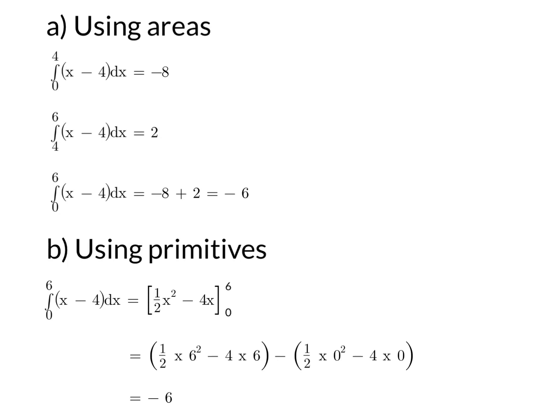So now let's use primitives. Remember, raise your power, divide by your new power. So the integral from 0 to 6 of x minus 4. We get a half x squared minus 4x from 0 to 6. Remember, we sub the 6 in first minus subbing in the 0. So a half times 6 squared minus 4 times 6 minus a half times 0 squared minus 4 times 0. That equals minus 6. And you can see it's the same as when we did the areas.